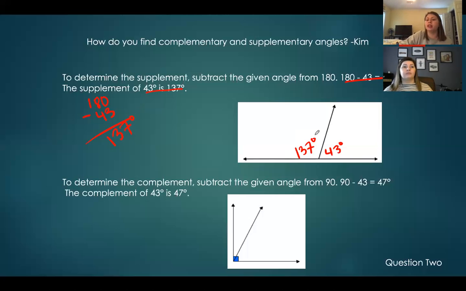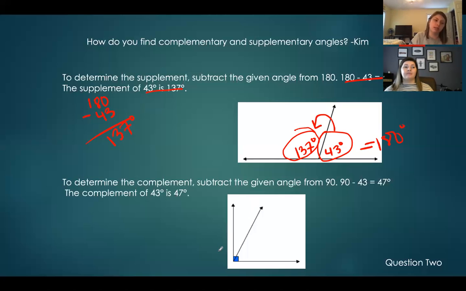And like you said, Katie, if we were to add both of those together, we'd get 180 degrees. Even though those are two different angles, the whole line in general is 180 degrees. So the supplement of 43 is 137. And then we do the same thing right here.